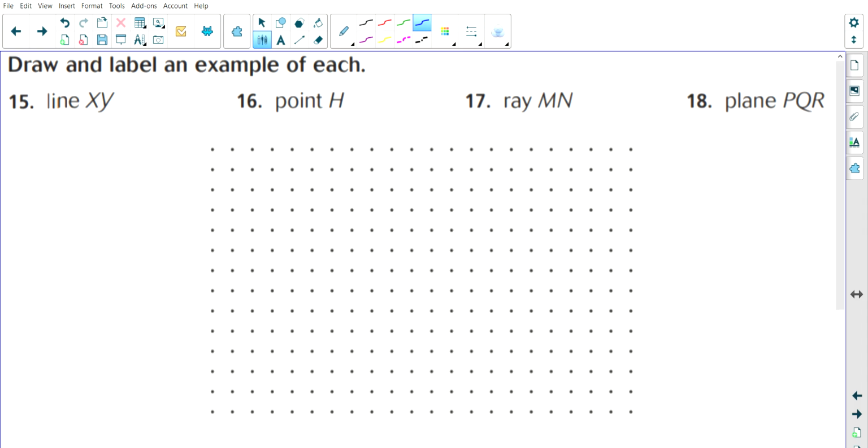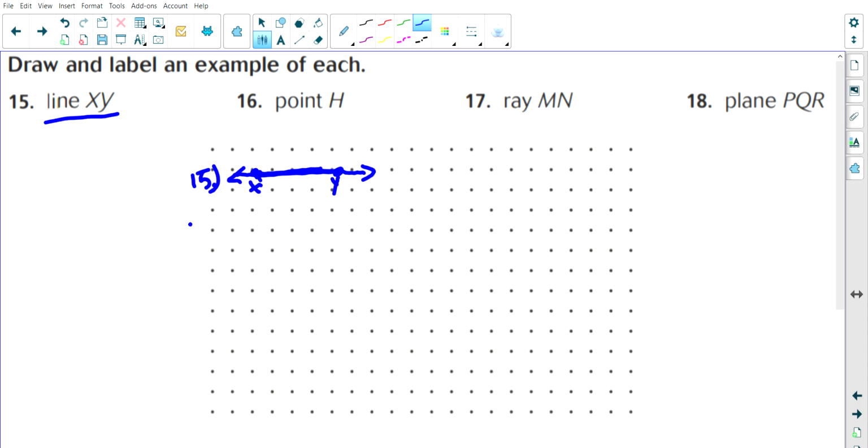So number 15 says draw line XY. So line XY needs to have points on it, X and Y, and it needs to continue in both directions. So on your grid, let's go ahead and draw, label one point X, and label another point Y. This is line XY. And then it needs to continue past those points in both directions. So it has the points X and Y on there, and it's continuing in both directions. This is number 15.